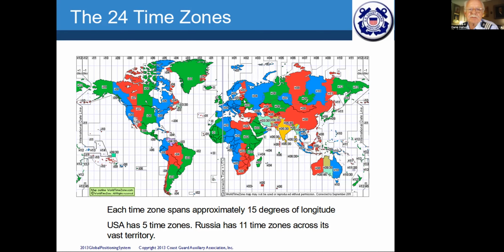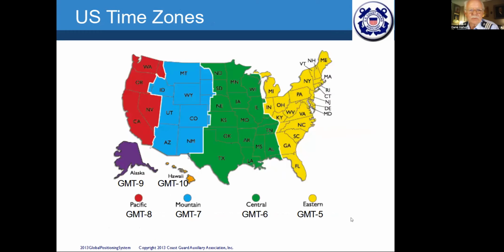Russia, on the other hand, runs from about right here all the way past Siberia. So they have 11 time zones. Now, that's a lot of time zones. We have, again, 4 across mainland US and then 1 each for Alaska and Hawaii. So Eastern is Greenwich Mean Time -5. That's how it's shown. The middle area here, central, is Greenwich mean time -6, and mountain time is Greenwich mean time -7, Pacific is -8, Alaska is -9, and Hawaii is -10 hours. So those are the US time zones.